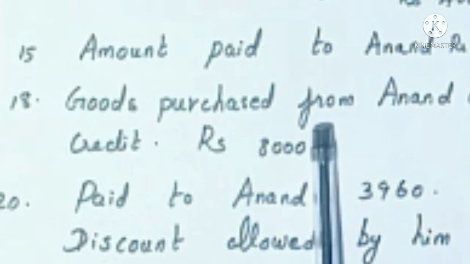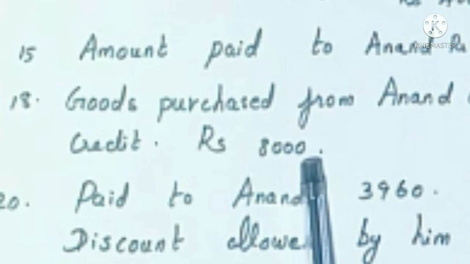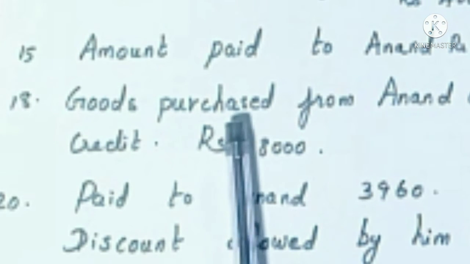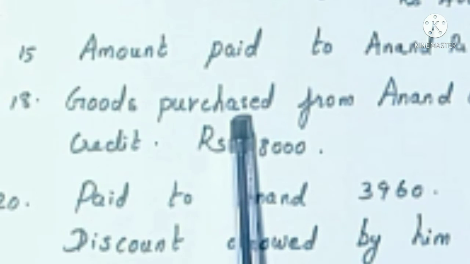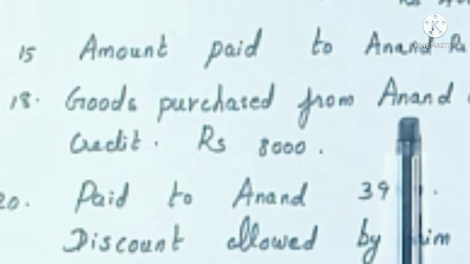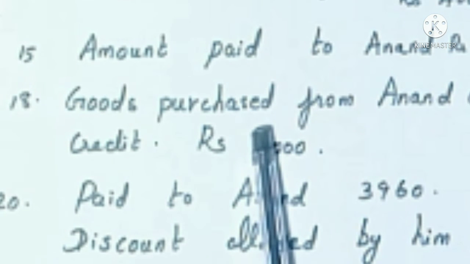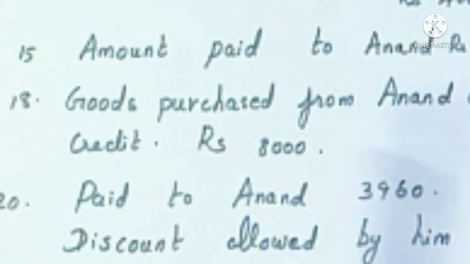Goods purchased from Anand on credit for rupees 8,000. It is a credit transaction, so definitely there will be no cash entries. So what is happening when we purchase goods? Purchases are coming in. Purchase is an expense, so it is debited. And who is giving the goods? Anand is giving the goods on credit, so Anand's account is credited. So the entry is purchase account debtor to Anand account.